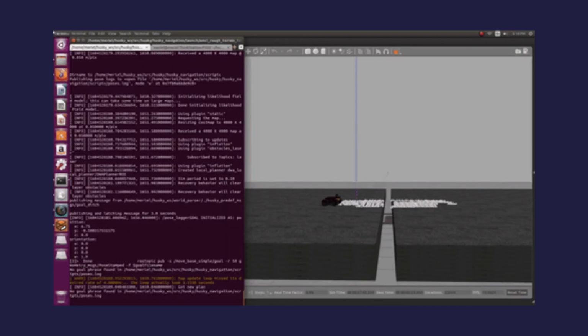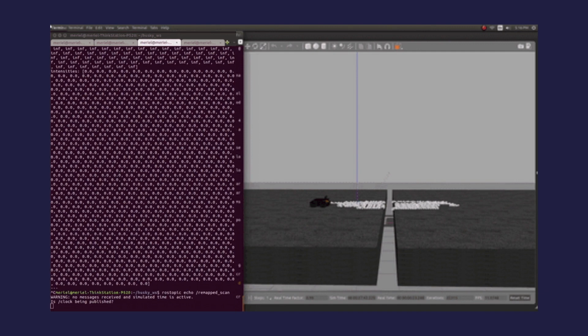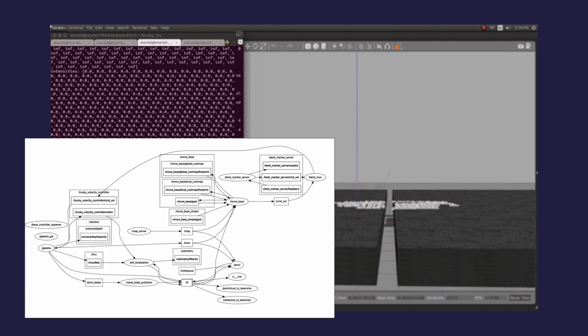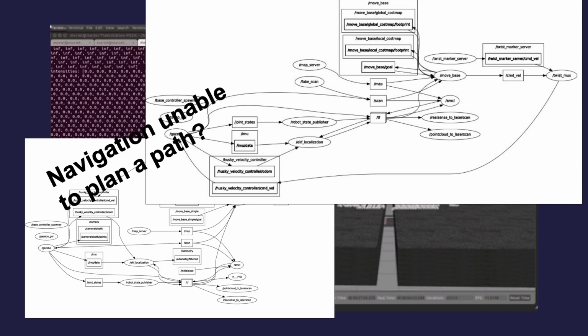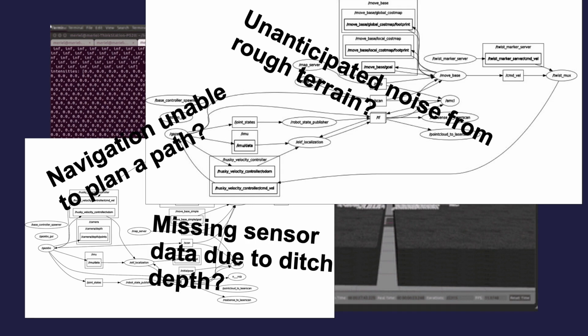Here we see a basic failure when testing a robot system's navigation towards a goal. The robot narrowly fails to traverse a ditch and is unable to actuate further. Viable paths exist, but it doesn't seem to be able to find them. The debugging process includes the collection and examination of many topics, traces, diagram analysis, and root cause hypotheses.